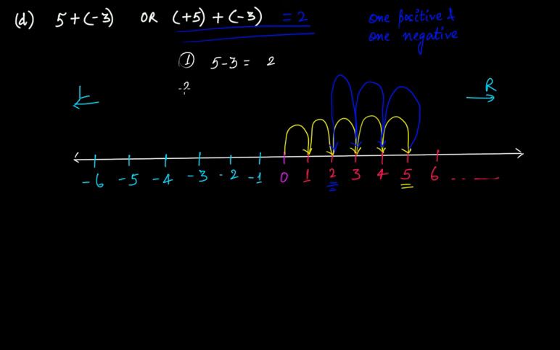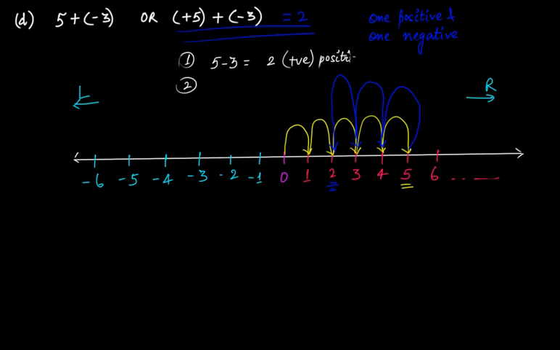Now the second step will be, if the negative sign, the minus sign, is with the larger number, then the result will also be negative. But if the minus sign is with the smaller number, then your answer will be positive. In this case, the negative sign is with 3. 3 is smaller than 5. Therefore, your answer will be positive. Okay, this will be positive.